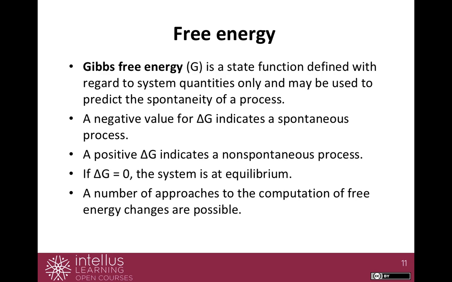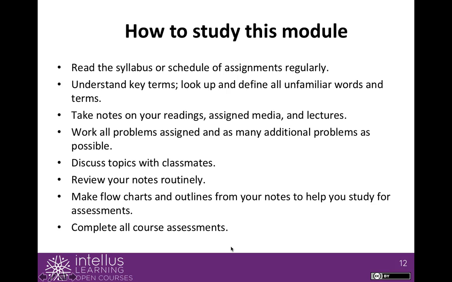A negative value for delta G indicates that it is a spontaneous reaction, one that will occur without input. If it is positive, it indicates a non-spontaneous process, which means that the reaction will not occur unless energy is put into the system. And if delta G is 0, the system is at equilibrium. We will be doing a unit on equilibrium in the near future, so you'll get to have lots of fun with those calculations. A number of approaches to a computation of free energy are possible.